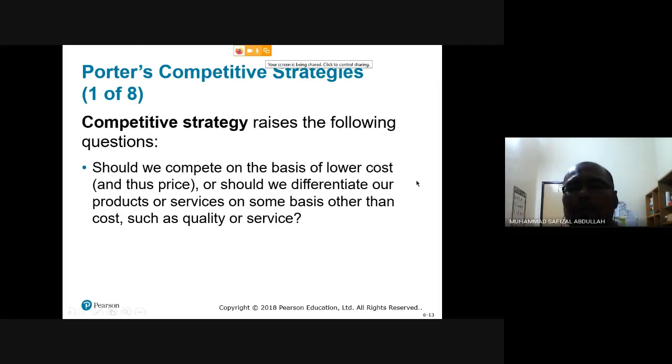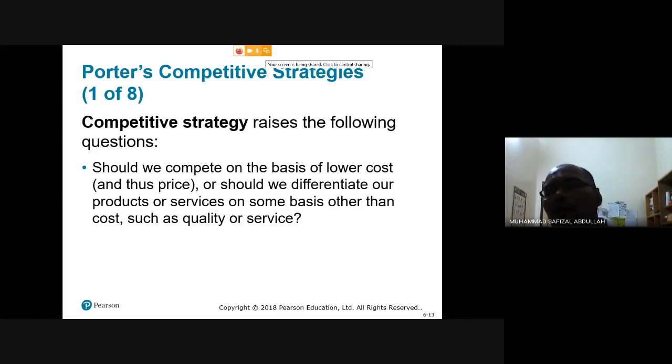Number one, a firm can fight with the competitor by using cost, or by using your selling price. It means that you try to beat your competitors in terms of price. Who can sell cheaper, for example. Normally who sells cheaper is going to emerge the winner. Or, in other consideration, can we fight our competitor based on other basis other than cost, such as quality or service. So according to Porter, there are two ways to compete.